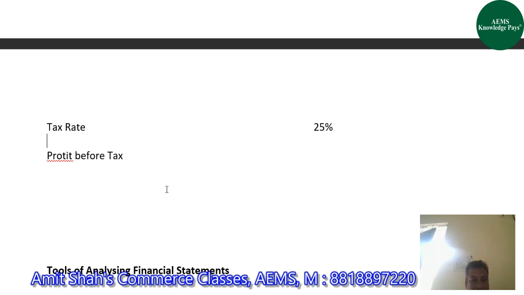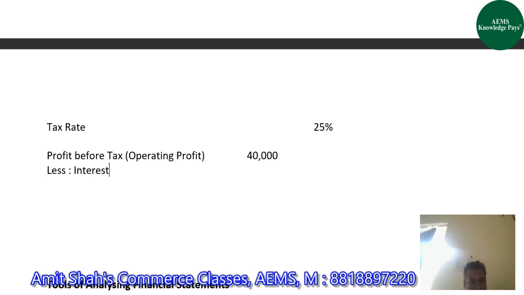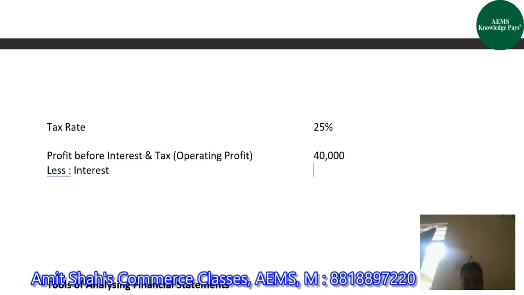Profit before interest and tax, which is also known as operating profit, let's say of a business is 40,000. So now interest would be subtracted because interest has not been subtracted from this amount yet. Let's say interest amount is 10,000, right? So now profit before tax, because tax has not been provided yet, is rupees 30,000.